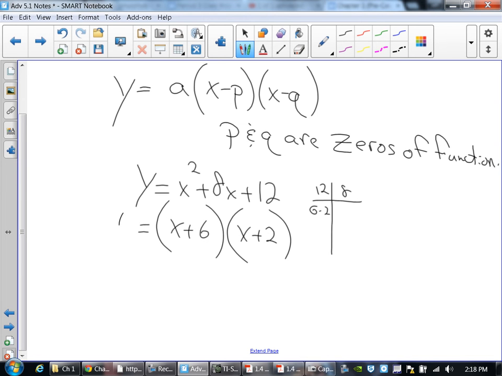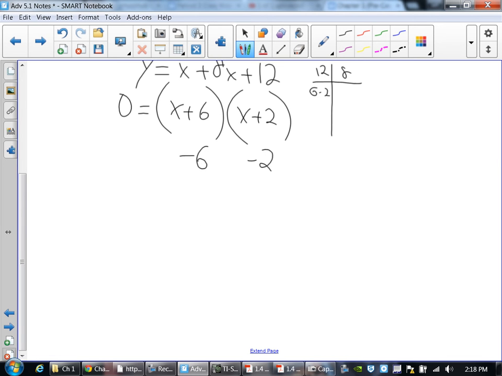Now, when you're trying to find zeros, what you're doing in essence is figuring out what makes that function 0. So you set it equal to 0. So what plus 6 is 0? Negative 6. What plus 2 is 0? So your zeros are at negative 6 and negative 2. What this means in terms of a parabola is that on a graph, it's crossing the x-axis at negative 6 and negative 2. This is intercept form. It tells you exactly where they're going to cross.